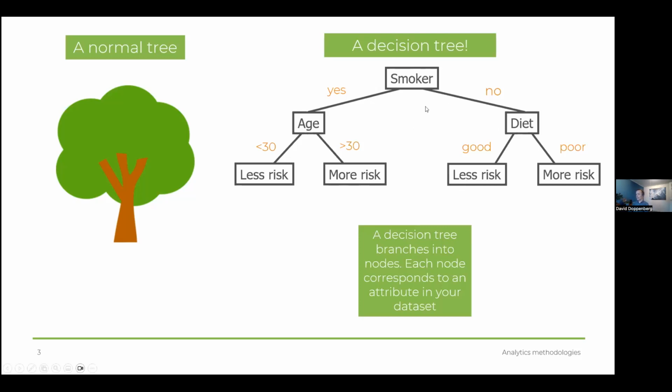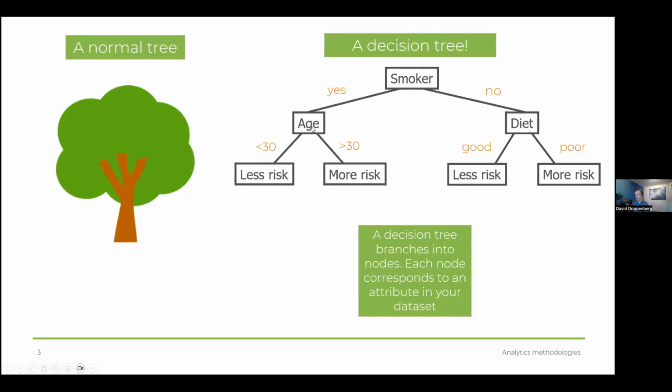So in this case, we want to predict or classify a patient as having more or less risk of having lung cancer. What we do in the case of a decision tree is start using the data we have available. We have information on the patient, whether he is a smoker, yes or no. In the case of yes, we will move to the left subtree. In the case of no, we will move to the right subtree.